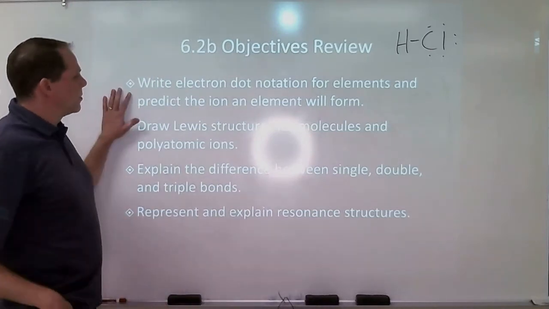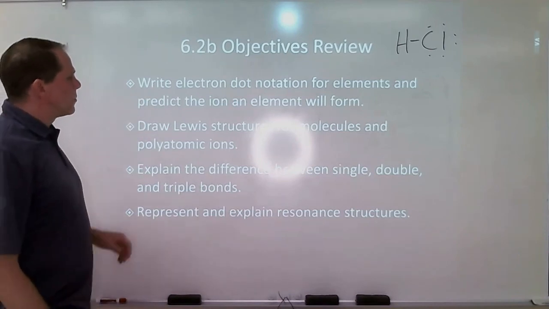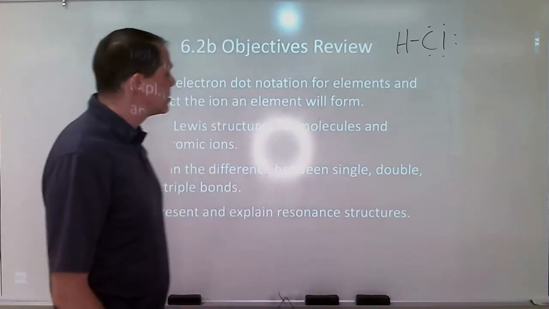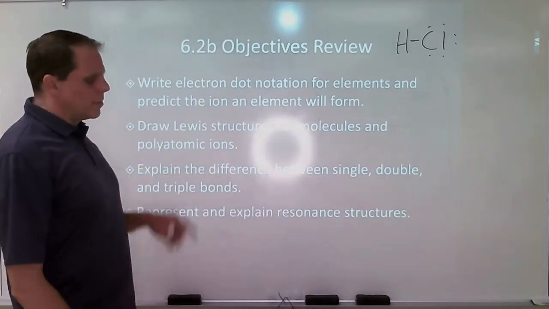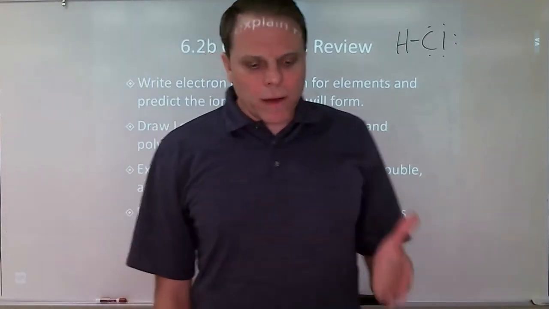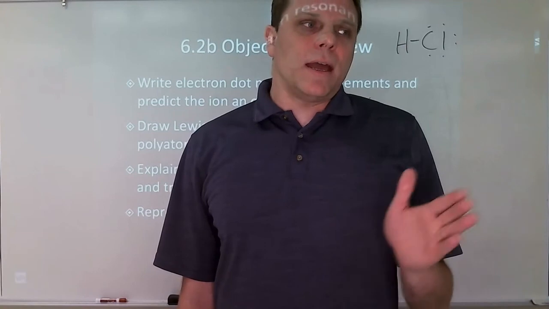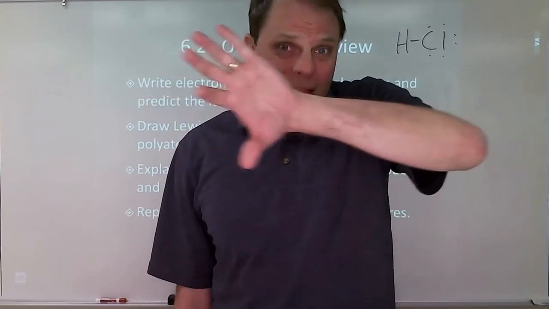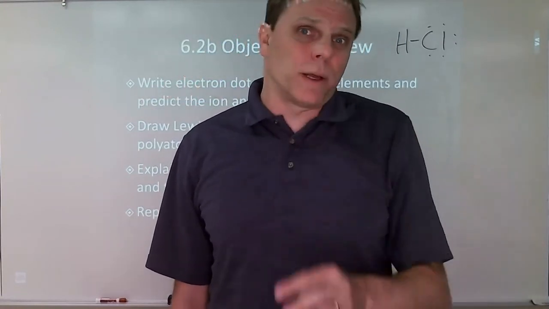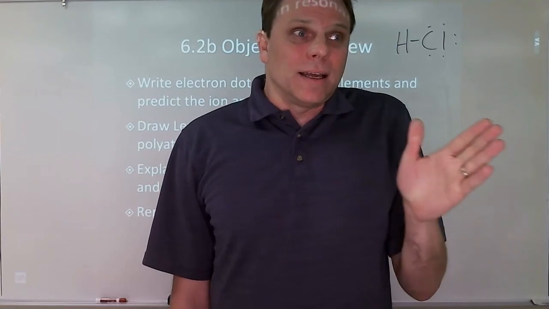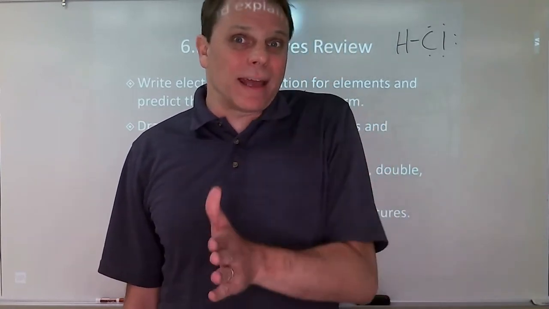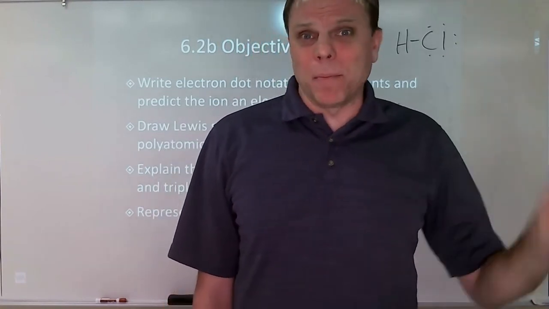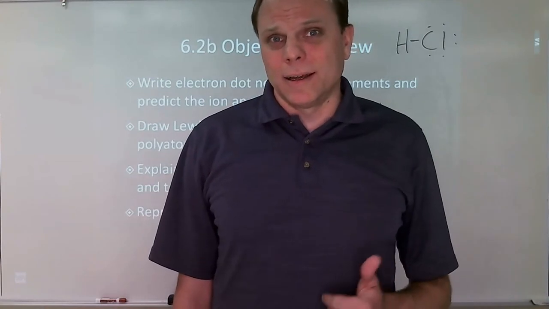Our objectives, let's review them. Can we now write electron dot notation for the elements? Boom, I can give you an element. You can draw the electron dot notation, as long as you know its number of valence electrons, right? Can you predict the ion an element will form? Well, yeah, because if it has 1, 2, or 3 valence electrons, that's going to form an ion of +1, +2, or +3. If it has 5, 6, or 7 valence electrons, it's going to form a -3, a -2, or a -1 ion, okay?